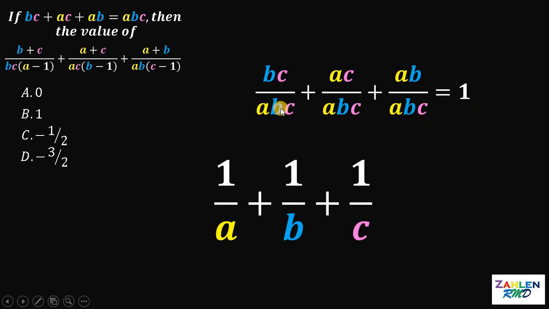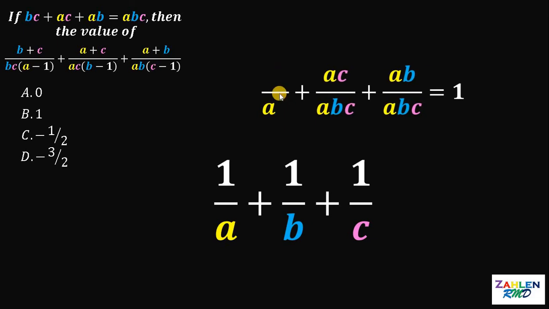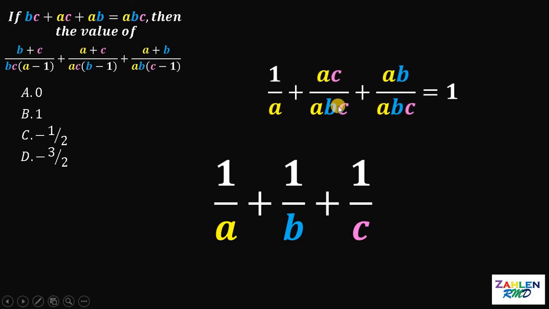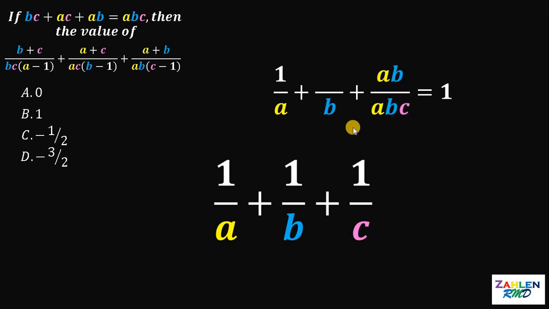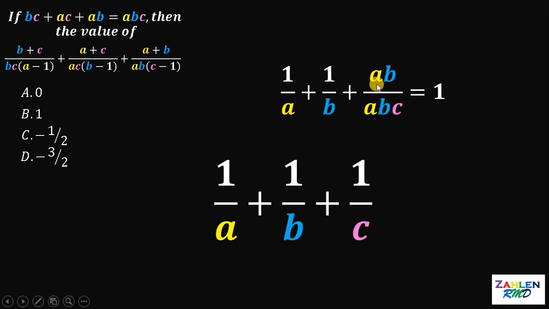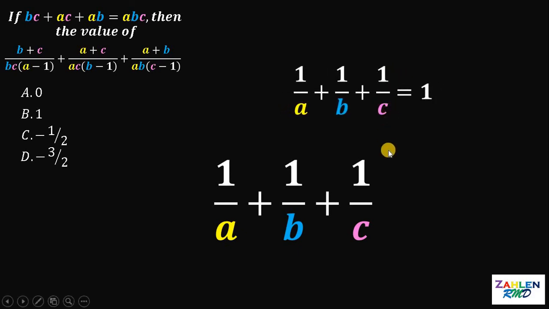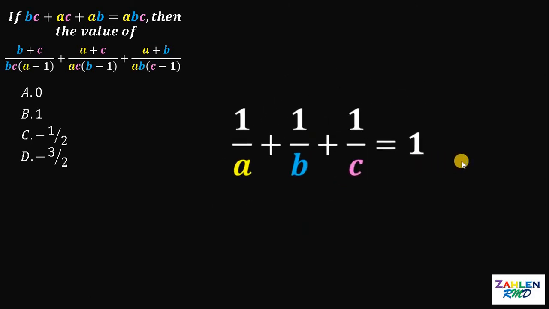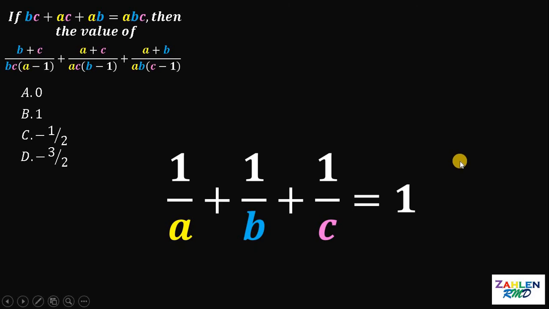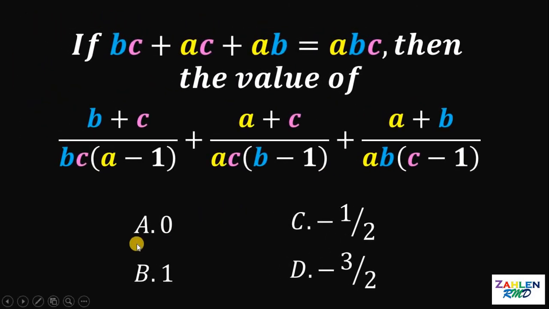If we do that, we get BC over ABC plus AC over ABC plus AB over ABC equals 1. On the first term, BC over ABC, if we cancel out BC in the numerator and denominator, we have 1 over A. On the second term, if we cancel A and C, we have 1 over B. And on the last term, if we cancel out AB, we get 1 over C. Therefore, the value of 1 over A plus 1 over B plus 1 over C is just 1. Therefore, the answer to our question is letter B, we have 1. And as always, we are done.